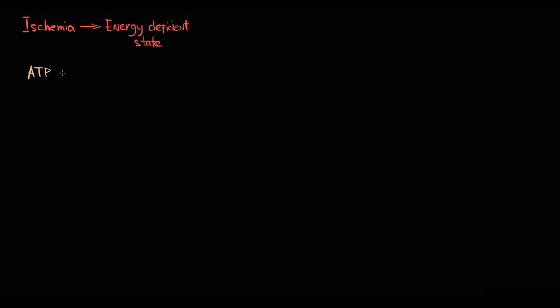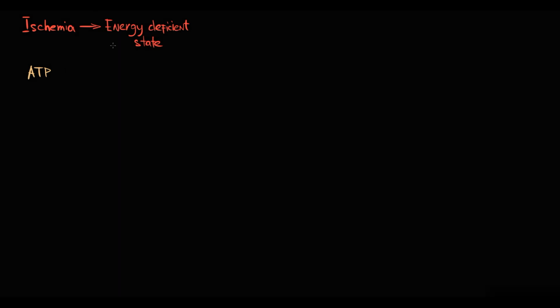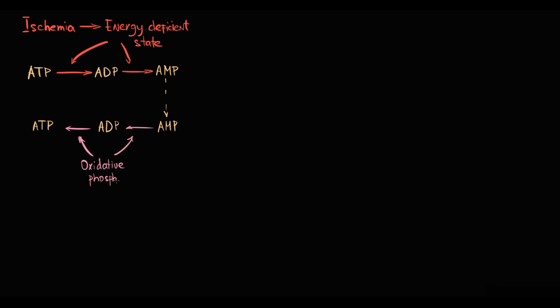In normal condition, when cell use ATP molecule, ATP is degraded into ADP and then to AMP, and then both AMP and ADP can be phosphorylated in oxidative phosphorylation and converted back to ATP. So by oxidative phosphorylation, cell restores its own energy reserves.